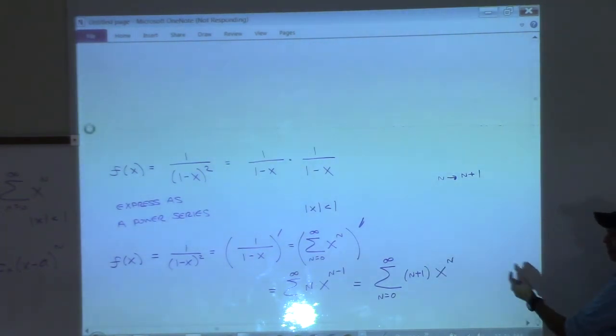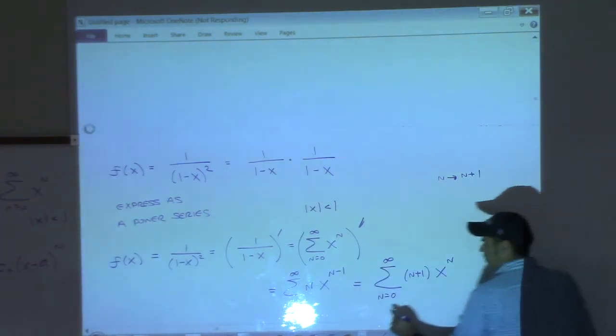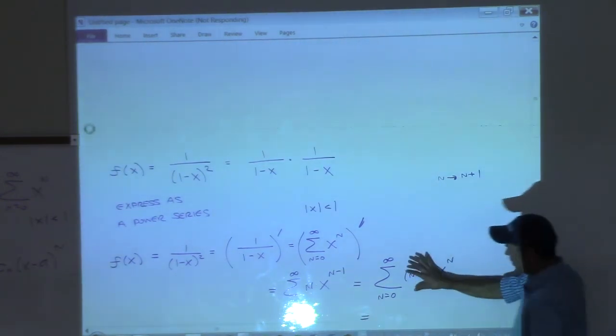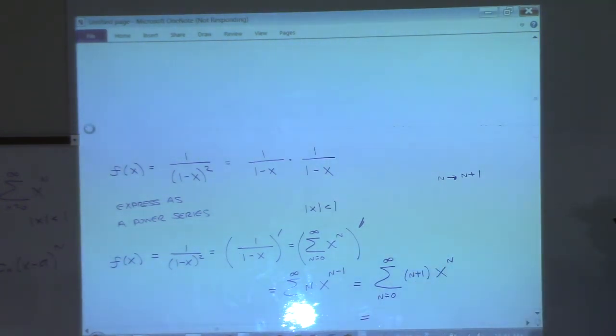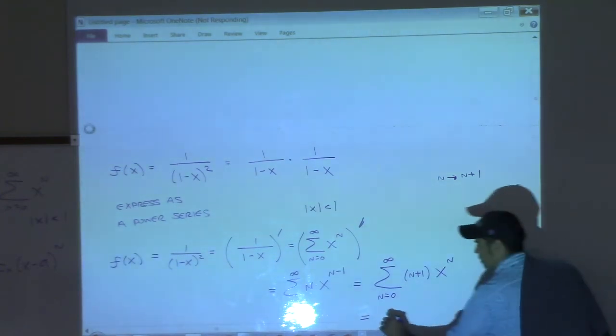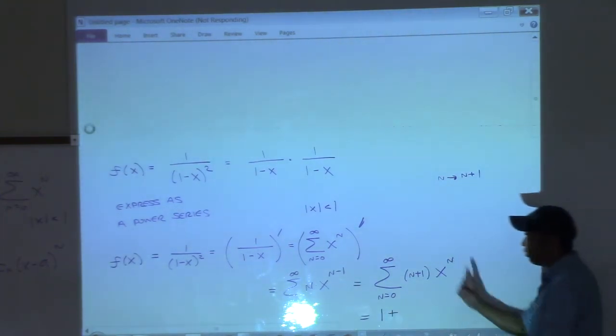Okay, so let's write out a few of these. And I like writing them out because it gives us a real feel for what this is. It's an infinite polynomial, right? So what's our first term? If n is 0, what do we get? 1. Plus, if n is 1, what do we get?